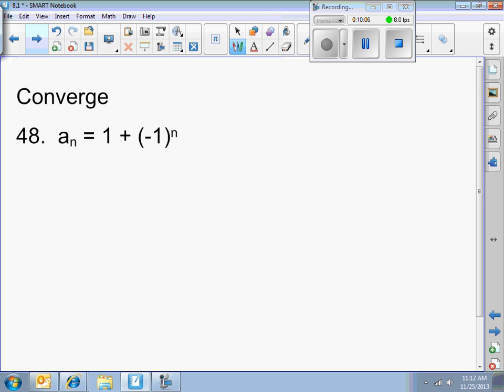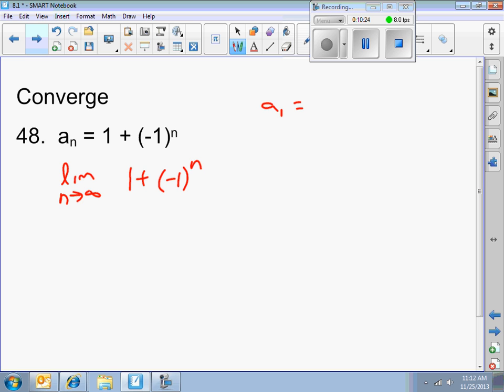All right, convergence. Convergence is the same as finding limits. It's just saying if it's not heading towards infinity, then what number is it heading to? So I have to talk about the limit as n approaches infinity of 1 plus -1 to the n. It might be a good idea to look at several terms to decide where this is heading.